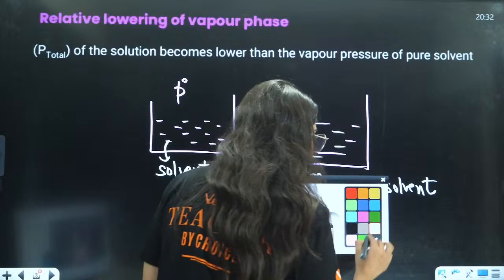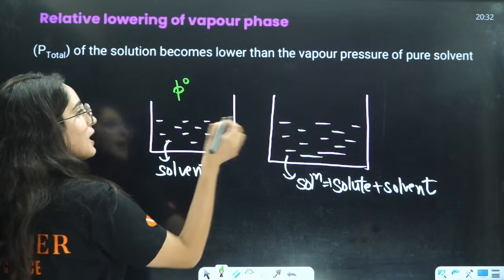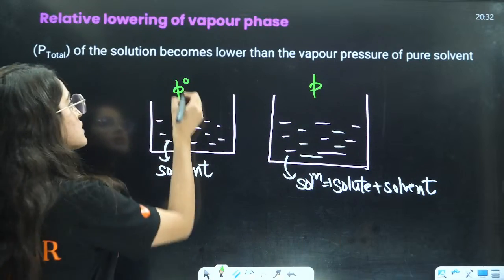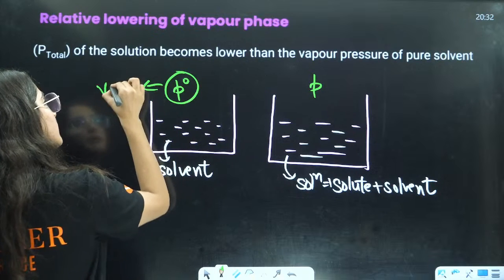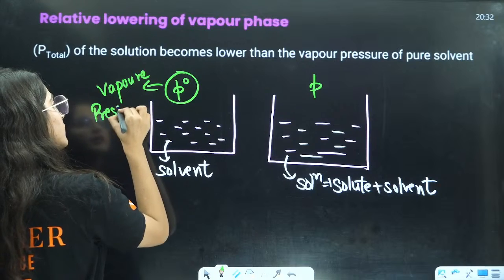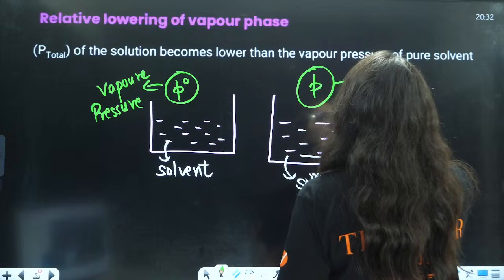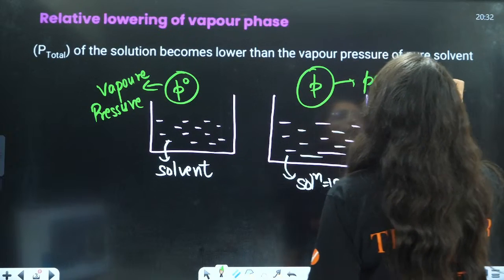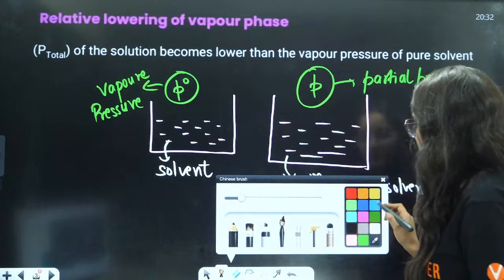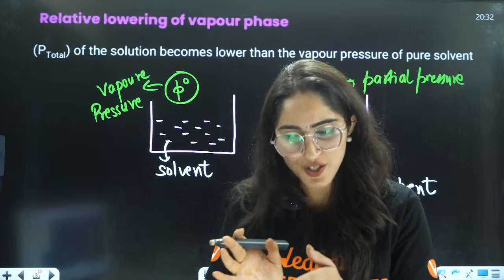For example, here I am saying your focus was P naught, and here it is P, right? This is called the vapor pressure of the pure solvent, and this is called the partial vapor pressure when you are sitting with your friend. Now tell me, in which case is the focus more? When you are sitting alone or when you are sitting with your friends? When do you have more focus on studies?